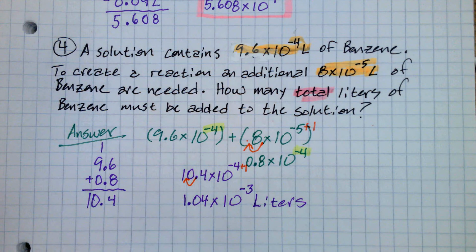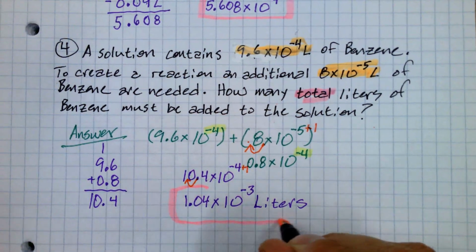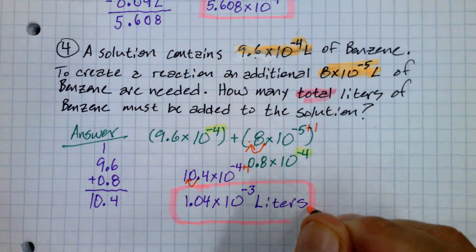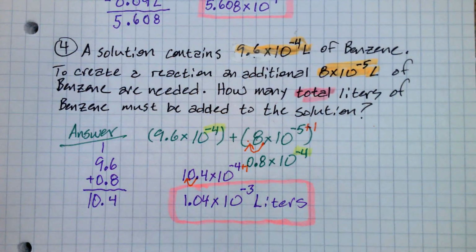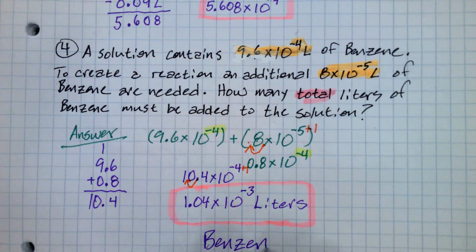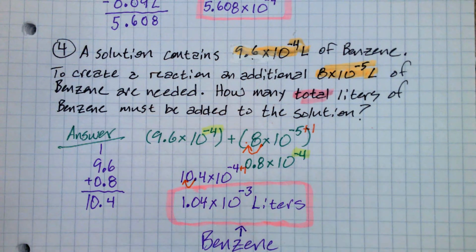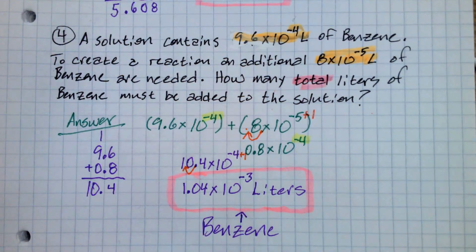Okay. So this is the amount of solution of that benzene. We're going to need 1.04 times 10 to the negative 3 liters. Okay. Any questions?